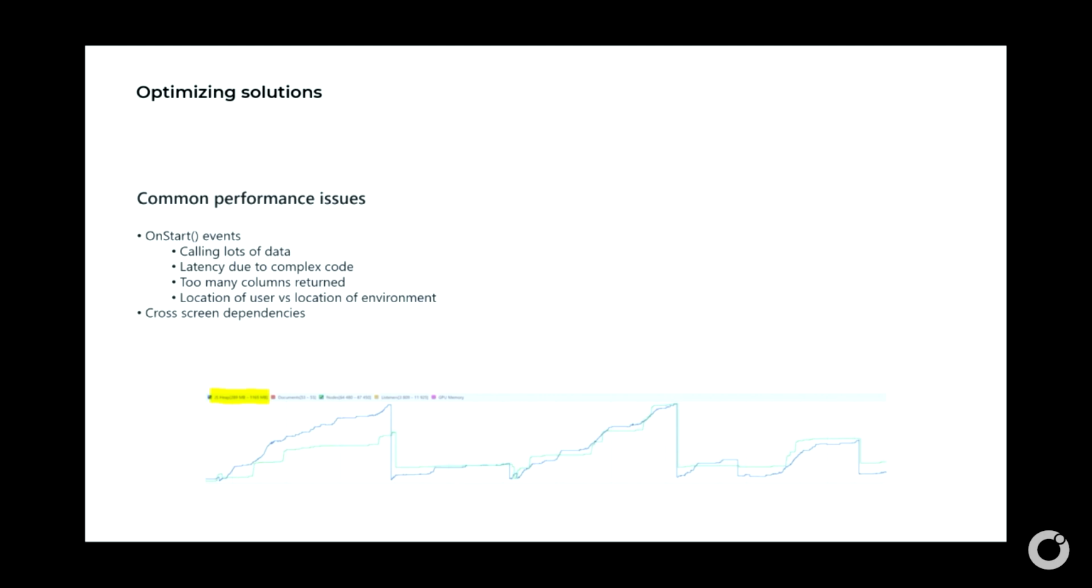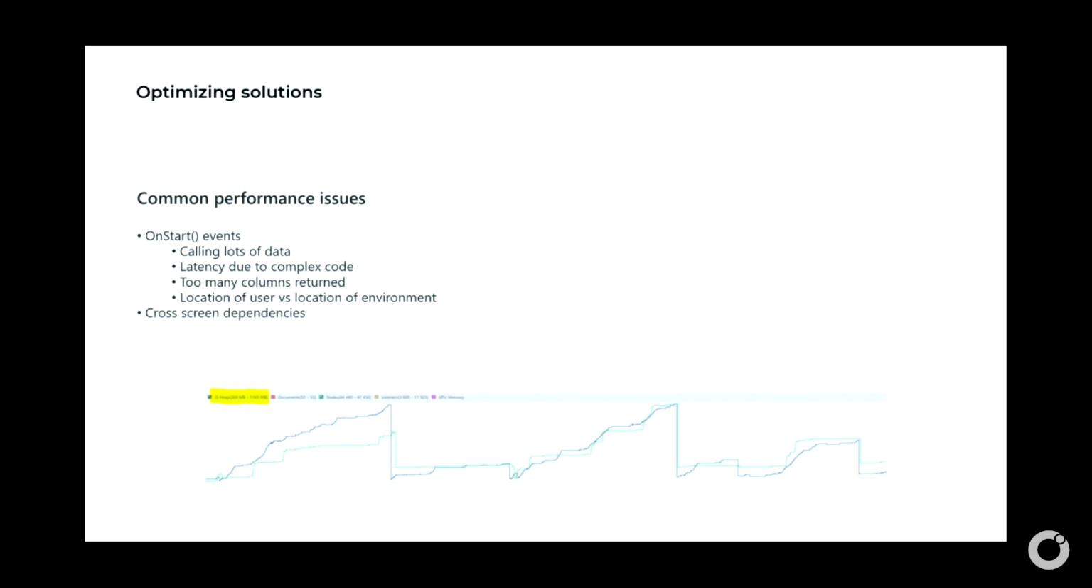The next one is slightly harder, but it's the location of user versus the location of the environment. So as I mentioned right at the beginning of this section, it's important to understand where your users are, what devices they're using, because if you're in the field with a mobile device, you've got a really bad signal, and your environment's in a completely different region, then you're not going to have the best experience as a user.